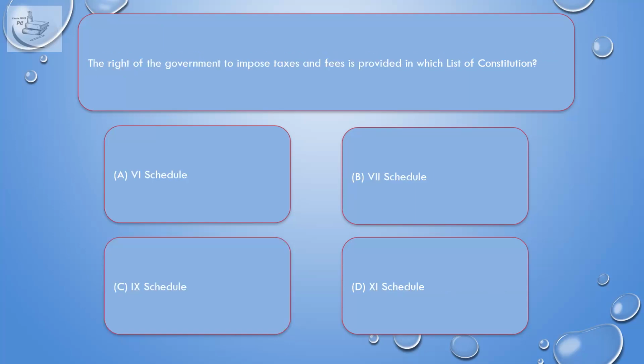Correct answer is C. List 3, Concurrent list. Question: the right of the government to impose taxes and fees is provided in which list of the Constitution? A. V schedule. B. 7 schedule. C. IX schedule. D. 11 schedule.